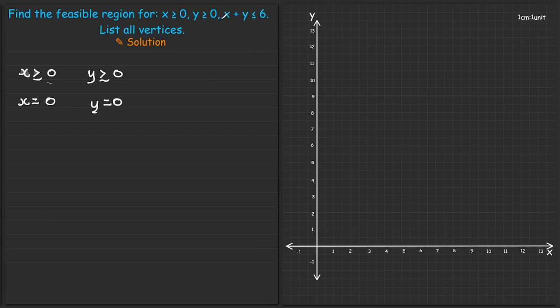Then we now come to this inequality we have over here. This particular inequality says x plus y is less than or equal to 6.